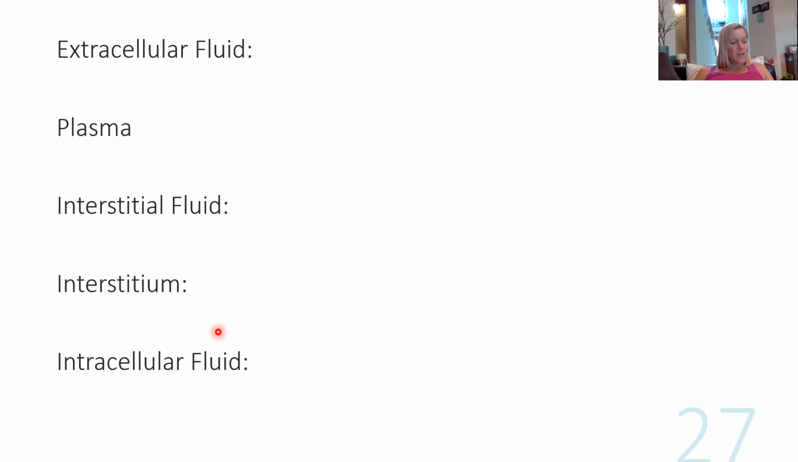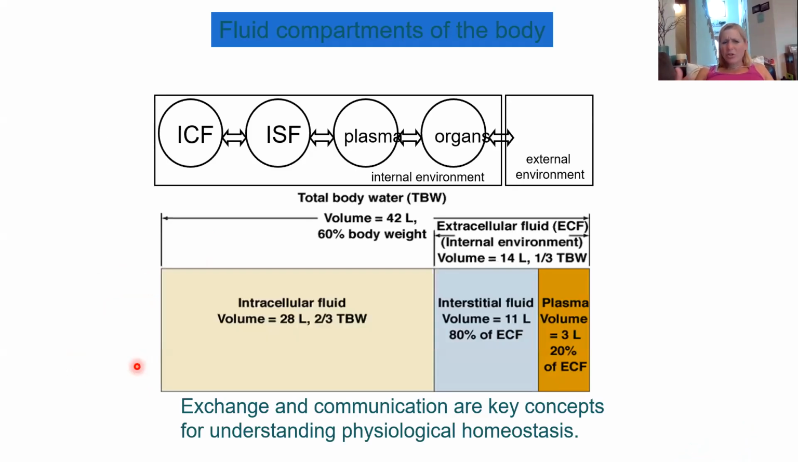Interstitium is the space in which interstitial fluid is contained. So the interstitium kind of like holds the interstitial fluid. And then intracellular fluid is inside of a cell, the fluid inside of a cell. This kind of shows you the interplay between each of these things. Okay, so intracellular fluid can be seen here. So again, that's the fluid within cells.